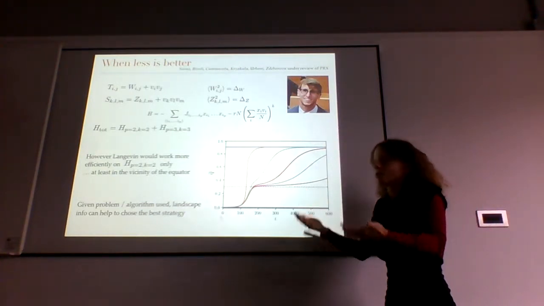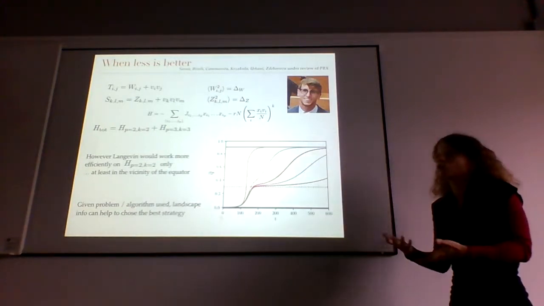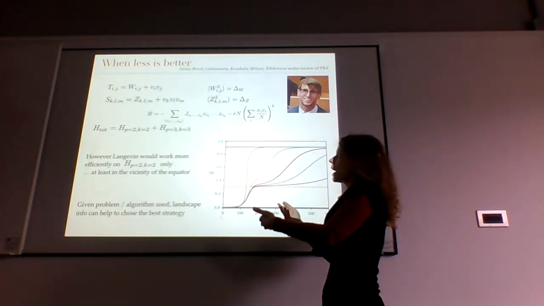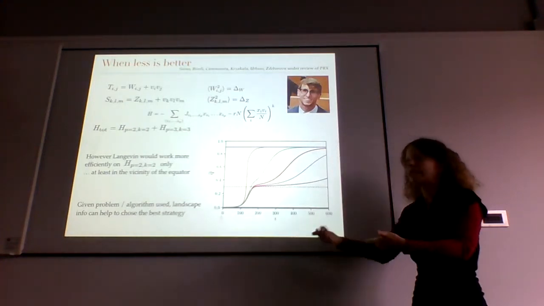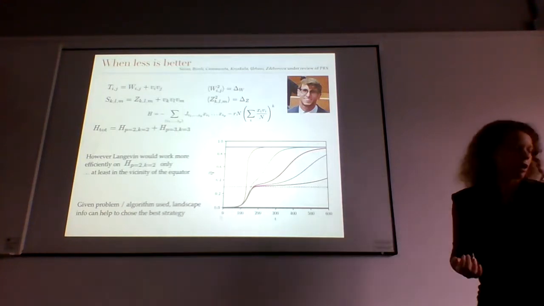So again, thanks to the knowledge of the landscape, we were able to match performances from this gradient descent dynamics to the performances that are believed to be optimal, which are performances from AMP in the optimal setting.